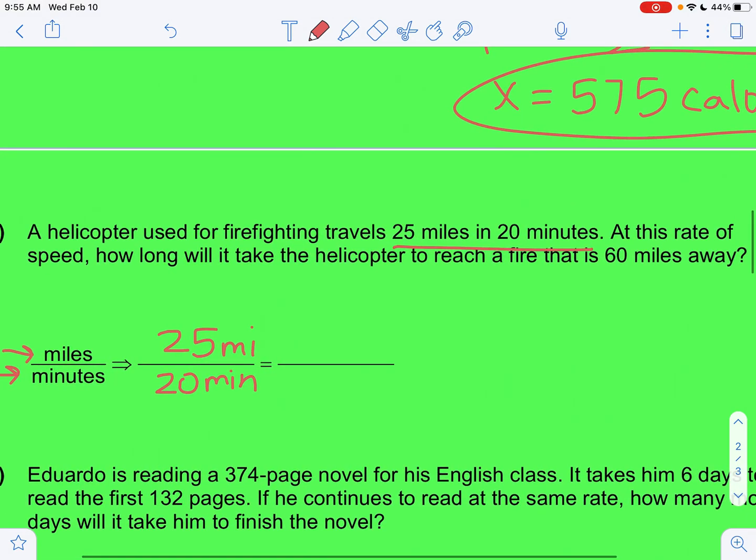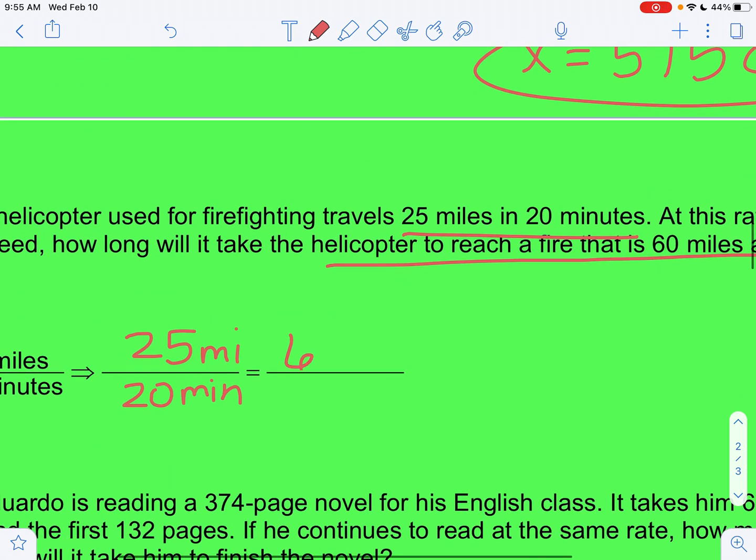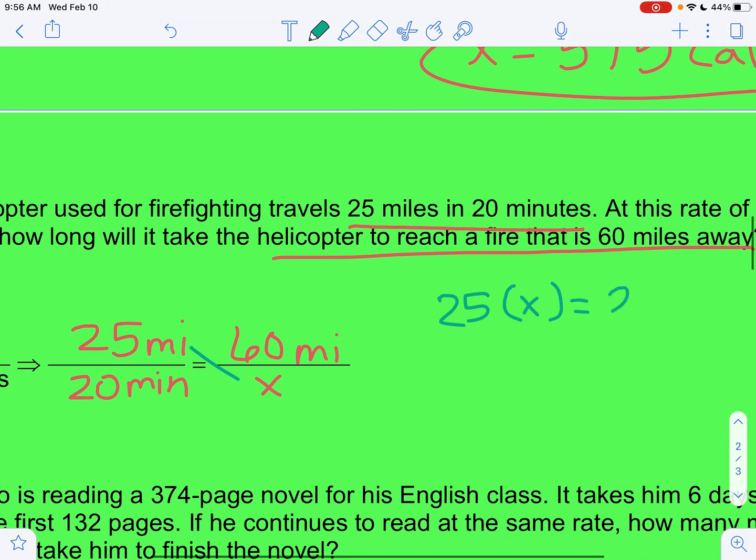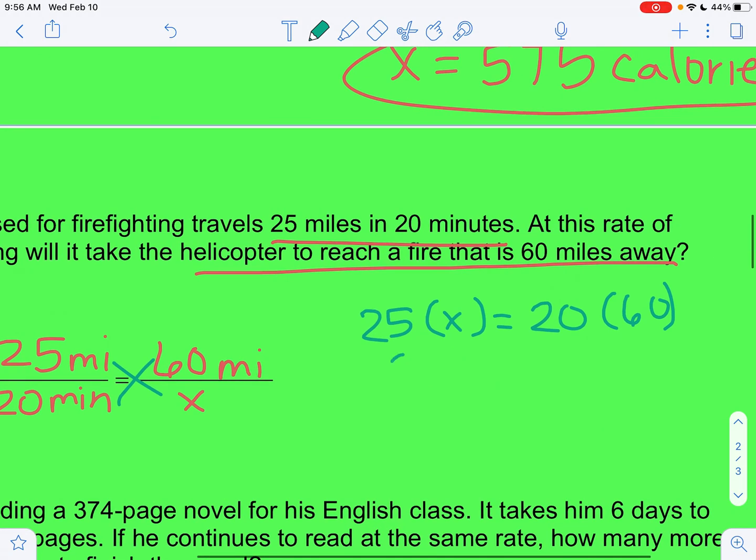Okay, and then it's saying at this rate of speed, how long will it take the helicopter to reach a fire that is 60 miles away? So we know we want to figure out 60 miles, but we don't know how long it's going to take, so our x goes on the bottom. Okay, let's go ahead and cross multiply. 25 times x is equal to 20 times 60. 25x is on the left-hand side. 20 times 60 gives us 1,200.